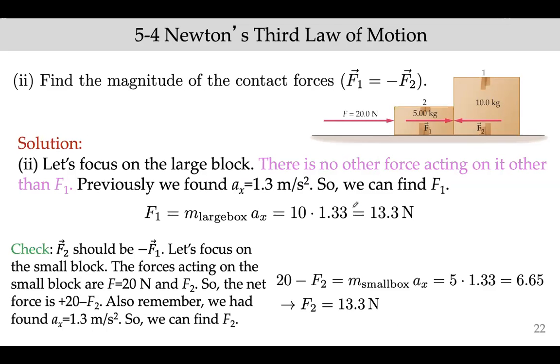So we did write F1 for the large box, because if you remember, for the large box, 10 kilograms, the only force that acted on it is the force coming from the small block, which is F1. So mass is 10 for the large block. The acceleration is what we just calculated in the previous slide, 1.3 meters per second squared. And if you calculate the force, you find F1 to be 13.3 newtons.